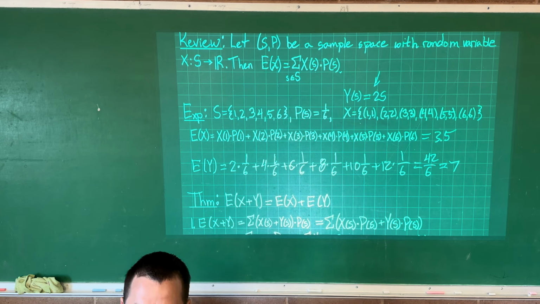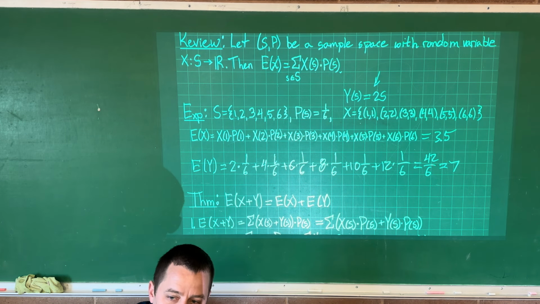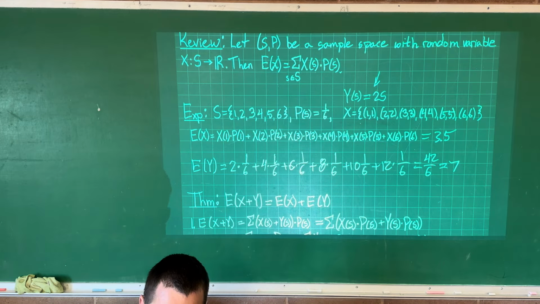Hopefully that's pretty intuitive. So we're calculating two different expected values on the exact same sample space with two different random variables.